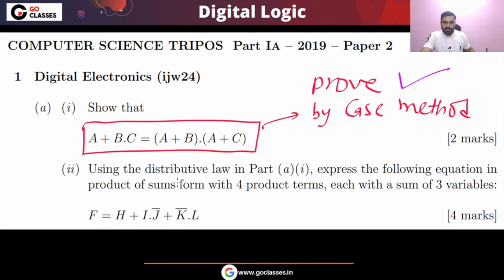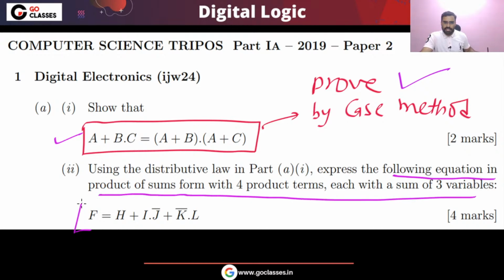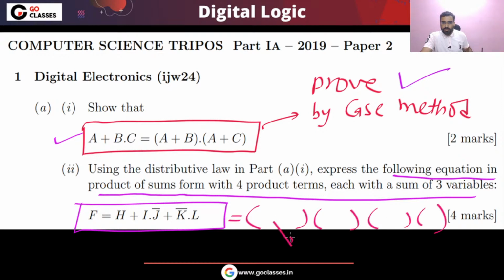Now let's see this question. The question is saying that using this property, express the following equation as a product of sums. Basically, you need to express this as a product of sum terms. Like this you have to express it, and each of these should be a sum term.